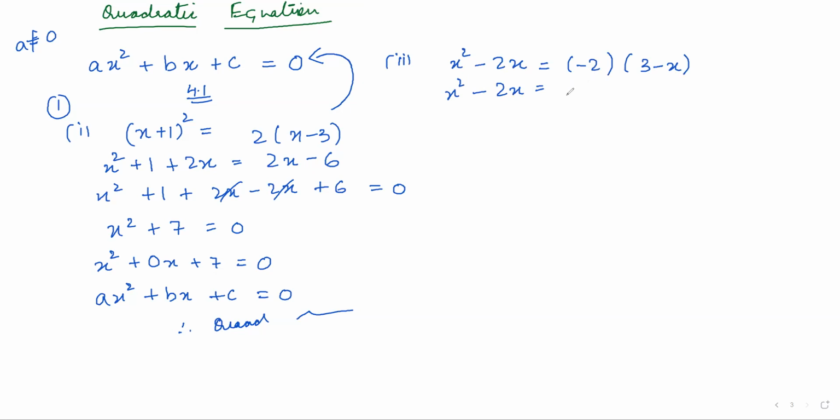So just open the bracket. This is minus 2 into 3 is 6, and then minus minus plus 2x, right? So that becomes x square minus 2x, then minus of 2x and plus of 6 is equal to 0. So x square minus of 4x plus 6 is equal to 0. Now this is again coming out to be of the form ax square plus bx plus c, and therefore this is a quadratic equation. So I think the first question you can do easily, correct?